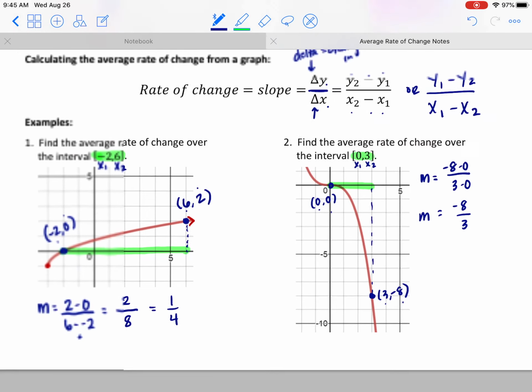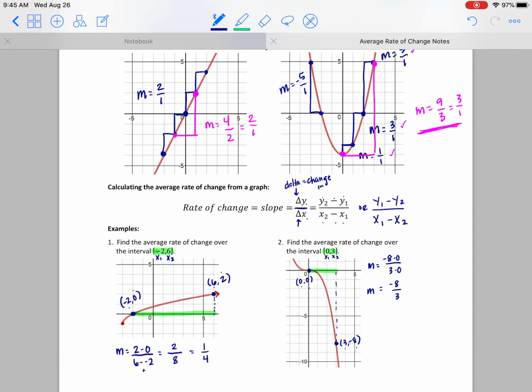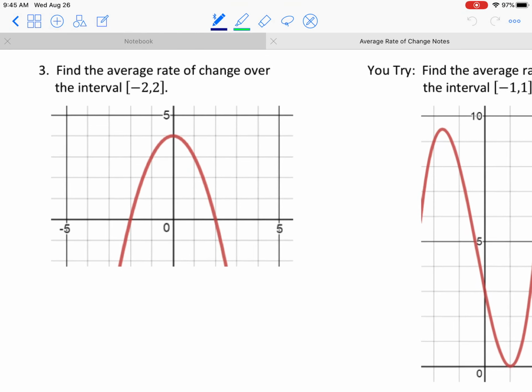And then just, to give you a general picture here, we should have known in the first example, because the graph was increasing, that we would get a positive slope. And we should have known looking at the second example, because over that interval the graph is decreasing, that we would have had a negative slope. So positive slope for increasing graphs, negative slope for decreasing graphs. Okay, or intervals.